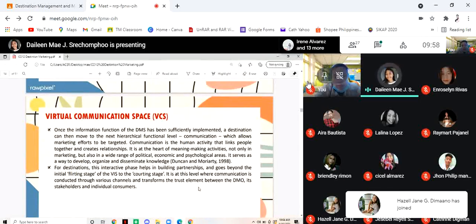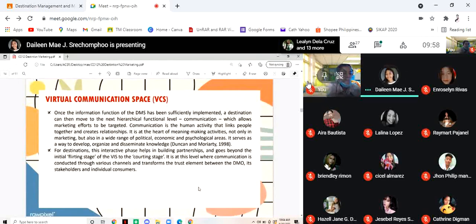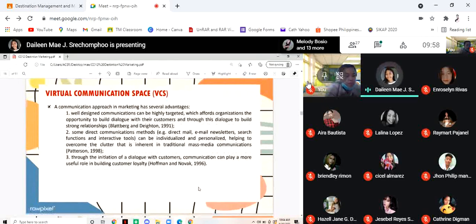For destination, this interactive phase helps in building partnership that goes beyond the flirting stage of VIS to the courting stage. So, a communication approach in marketing has several advantages. So, well-designed communication can be highly targeted, which affords organization the opportunity to build dialogue with their customers and through the dialogue to build stronger relationship.